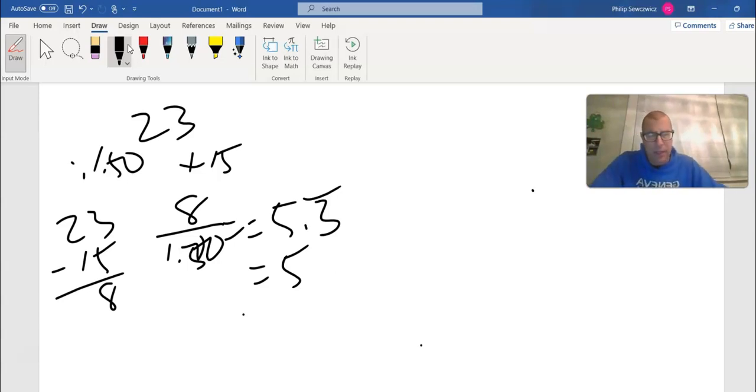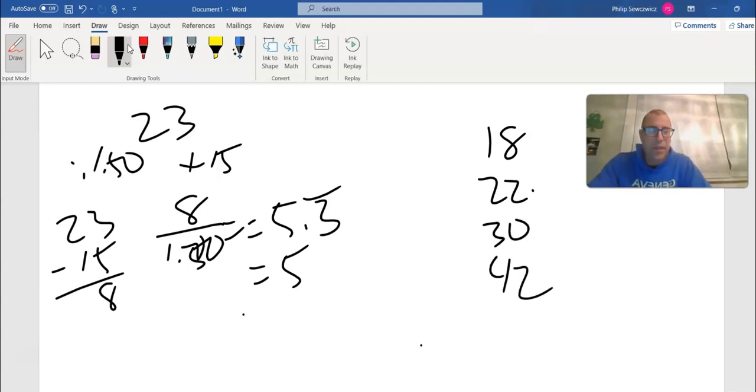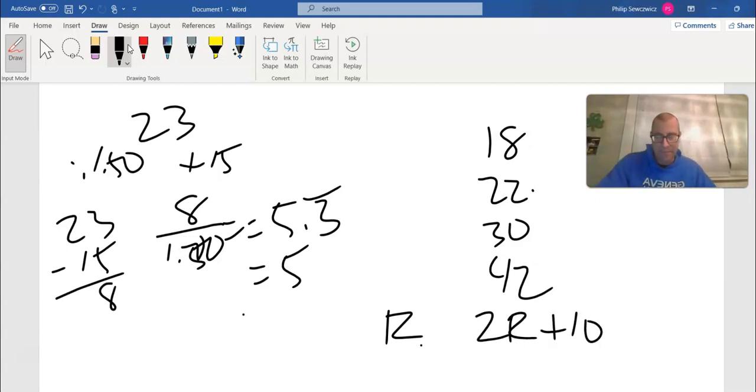The bottom problem here, we're going to talk through it more because it's the exact same scenario. You're always multiplying by the 2 and then adding on your 10. Again, same idea. So you should have $18, $22, $30, and then $42. Because every single time you're multiplying by the $2 and then adding on the 10. So when it comes to your expression, it's 2 times R plus your 10.